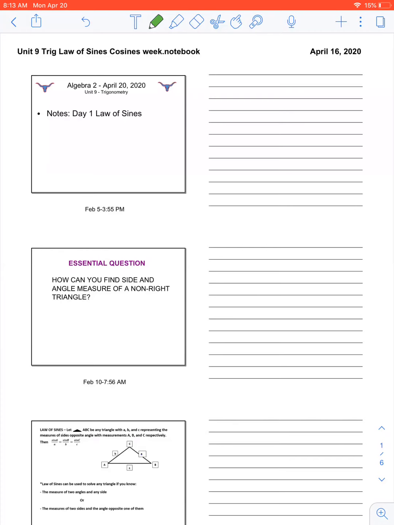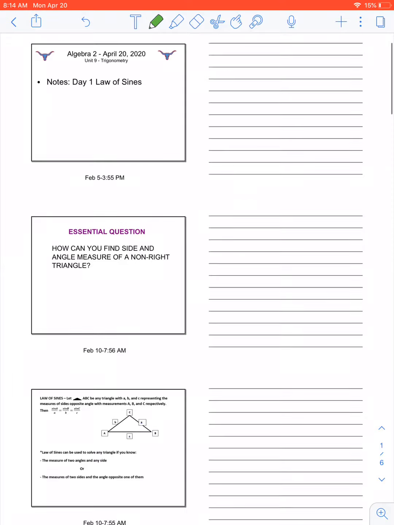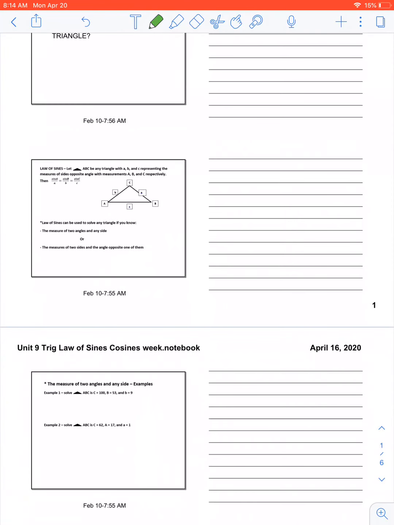So let's get started. Law of sines and law of cosines is how you can find the side measurements and angle measurements of a non-right triangle. We use right triangle trig with all right triangles, but what do we do if we don't have a right triangle? Because a lot of triangles aren't right. Well, we use law of sines.